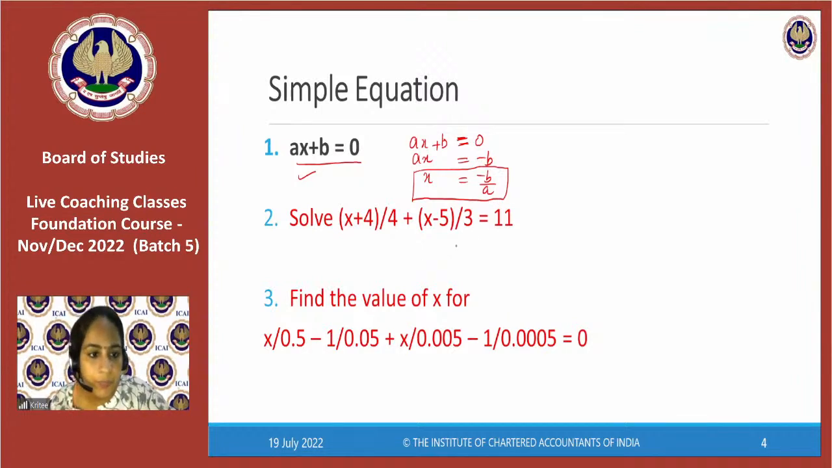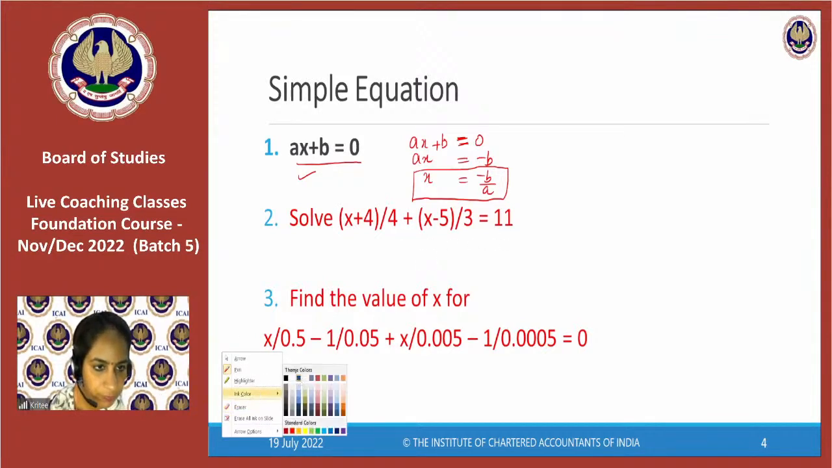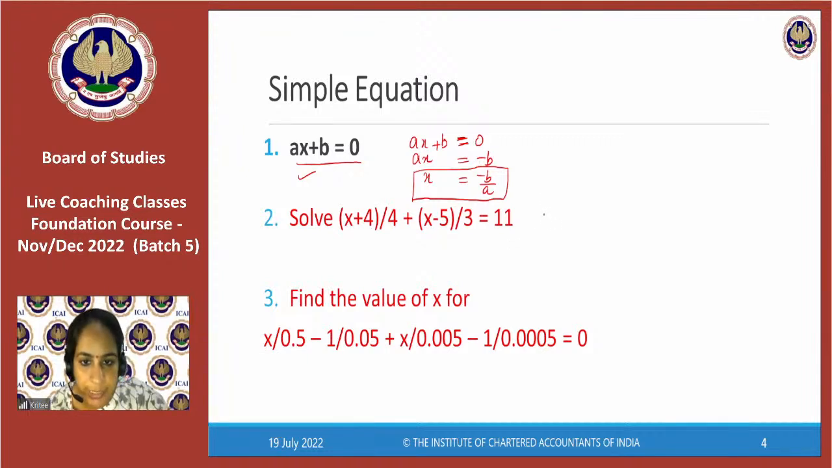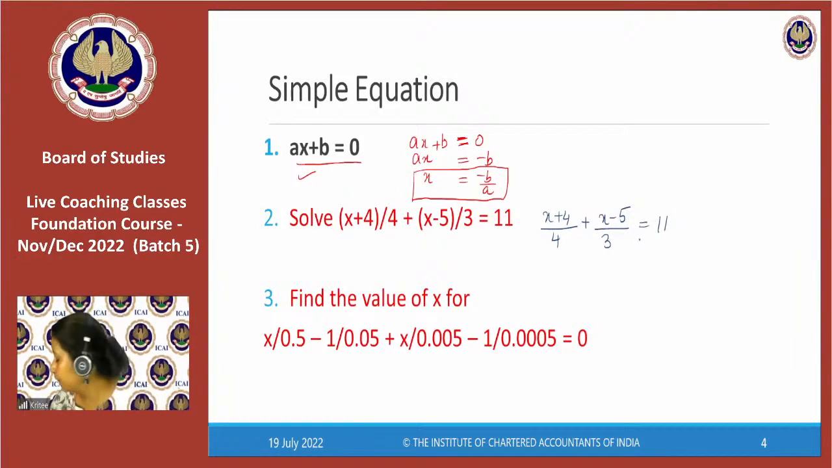All right. Let us try to solve this equation. The equation says (x plus 4) by 4 plus (x minus 5) by 3 equals 11. Try to find out the value. Try to work upon the value.